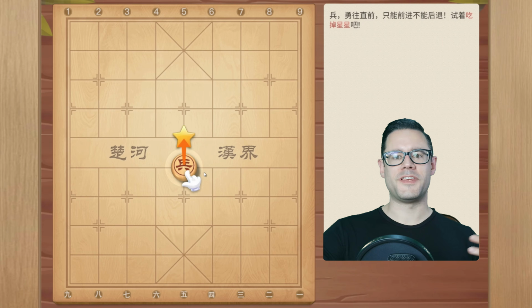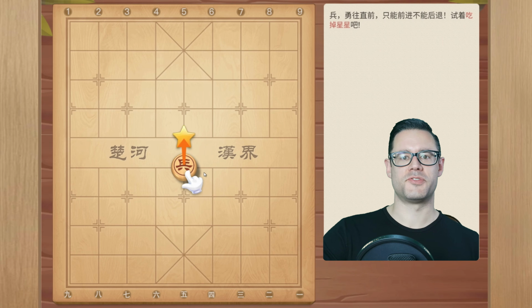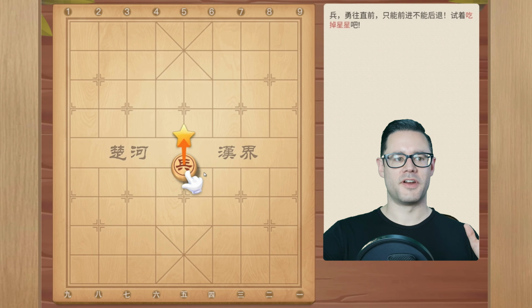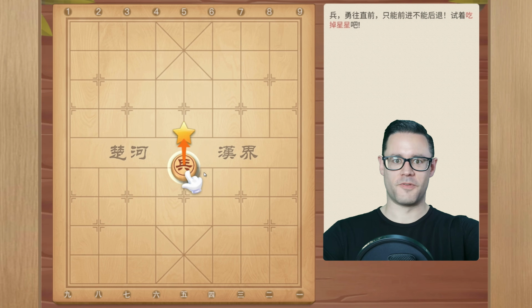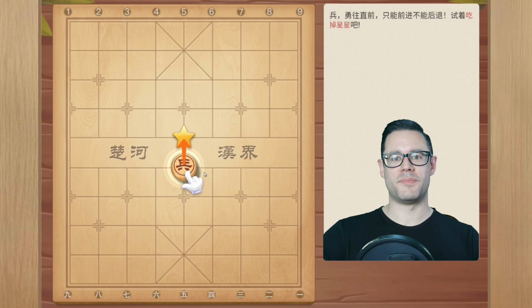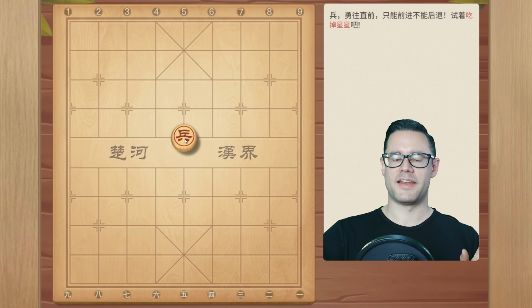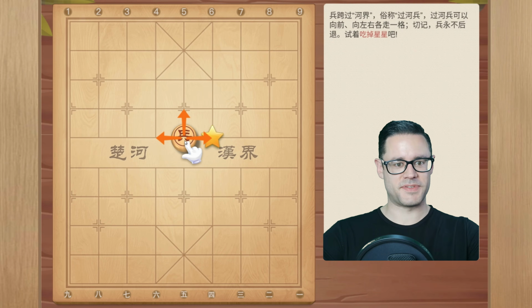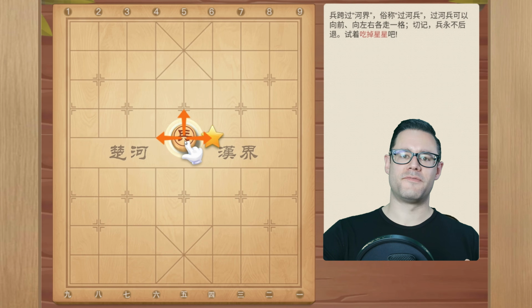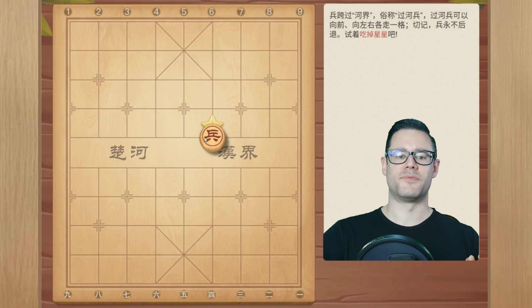And this comes from a feature of ancient Chinese military history where soldiers were instructed to only move forward. They could never retreat. Retreat would be treachery. And so in Xiangqi, soldiers are only allowed to move forward. They can't move backwards. So it's similar to Western chess. But a difference is soldiers move forward 1 step at a time. They can't move forward 2 steps in the beginning like in Western chess. And after they cross the river, they can move left and right.